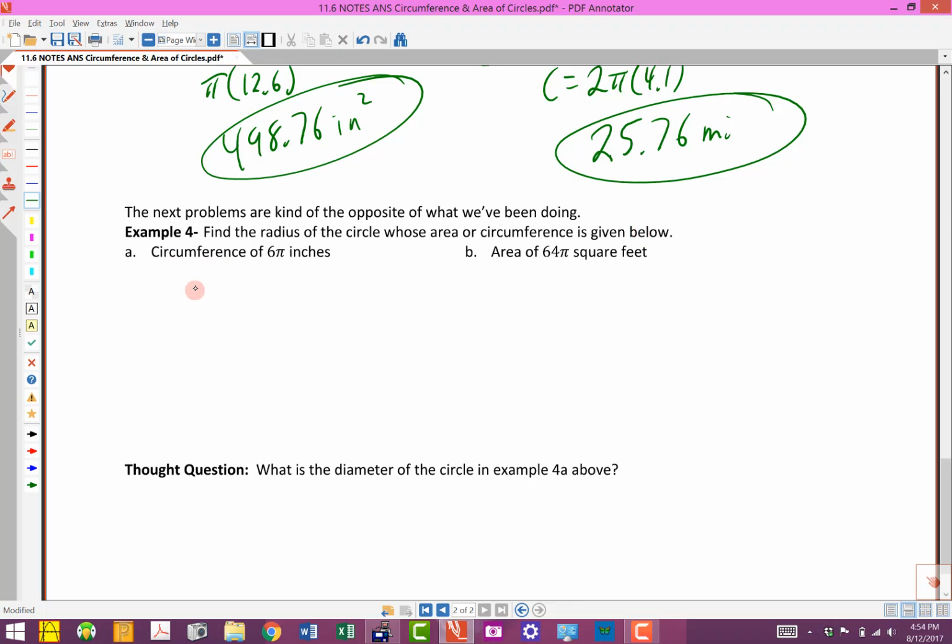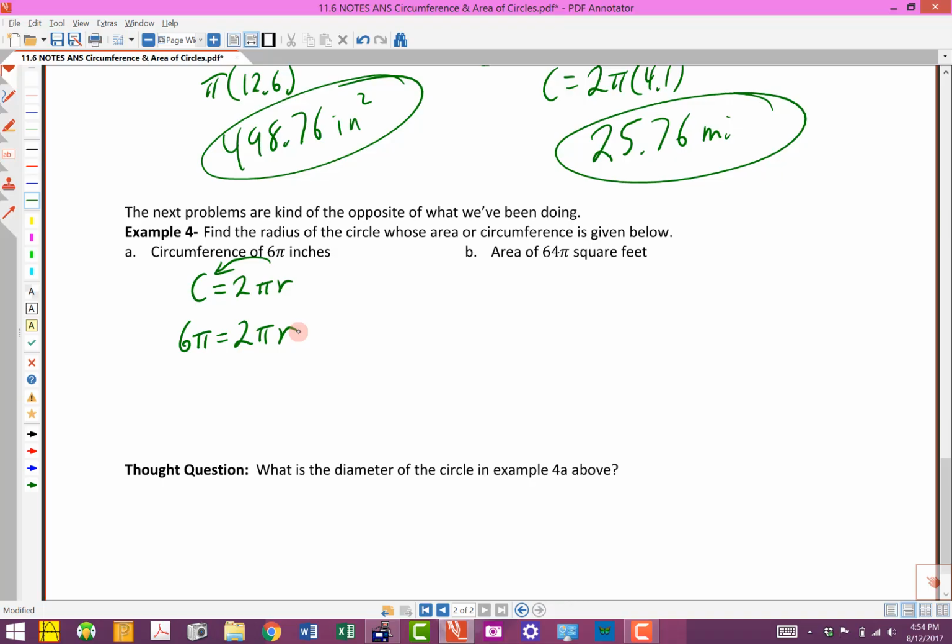So notice it talks about circumference, so let's remember what that formula is. Formula for circumference is 2 pi r. What it says is the circumference is 6 pi, so that is going to go right here. So 6 pi is equal to 2 times pi times r.